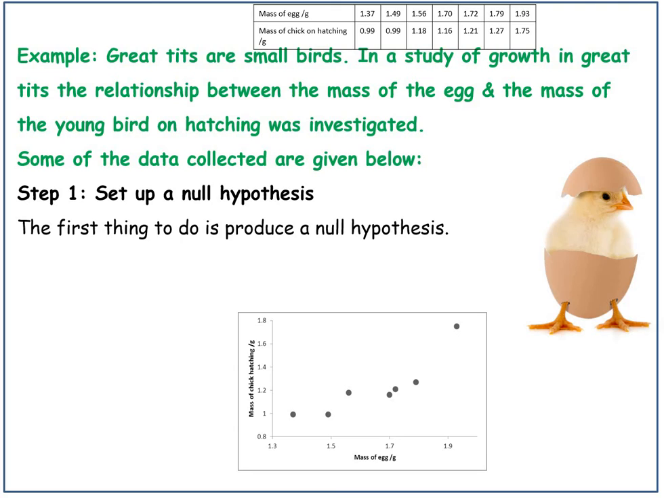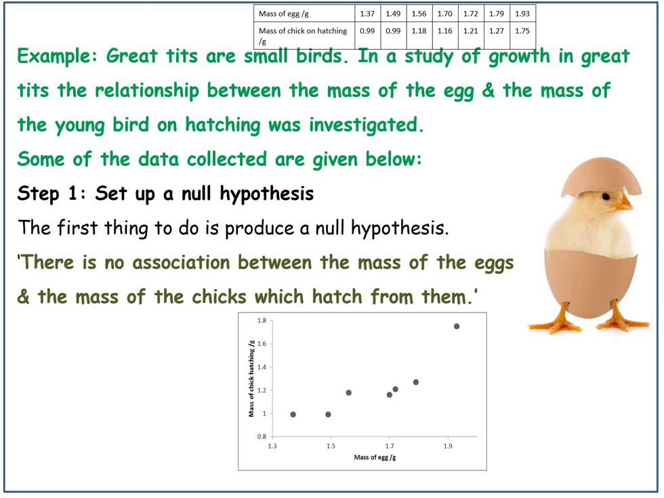So we'll look at this worked example. So great tits are small birds. In a study of growth in great tits, the relationship between the mass of the egg and the mass of the young bird on hatching was investigated. Some of the data collected are given below. So the first thing you would have to do is set up a null hypothesis. Remember that a null hypothesis suggests that there's no association, no relationship between the two variables. So there is no association between the mass of the eggs and the mass of the chicks which hatch from them.